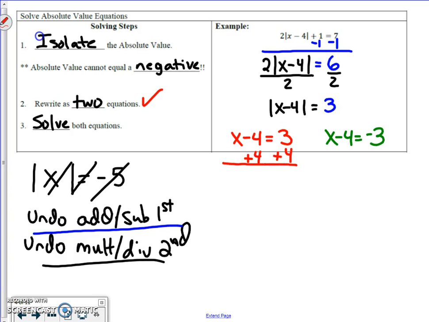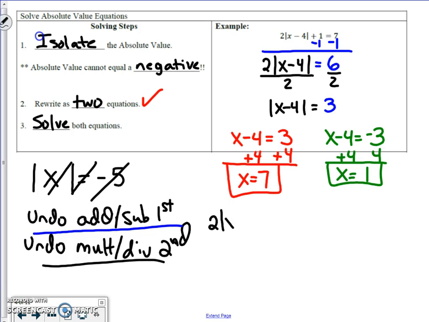Add 4 to both sides on this equation, I get x is equal to 7. Add 4 to both sides on this equation, and I get x is equal to 1. Those should be my two answers: x is equal to 7, x is equal to 1. Plug them back into the original equation and see if it works. So, 2 times the absolute value of x minus 7 plus 1 is equal to 7.